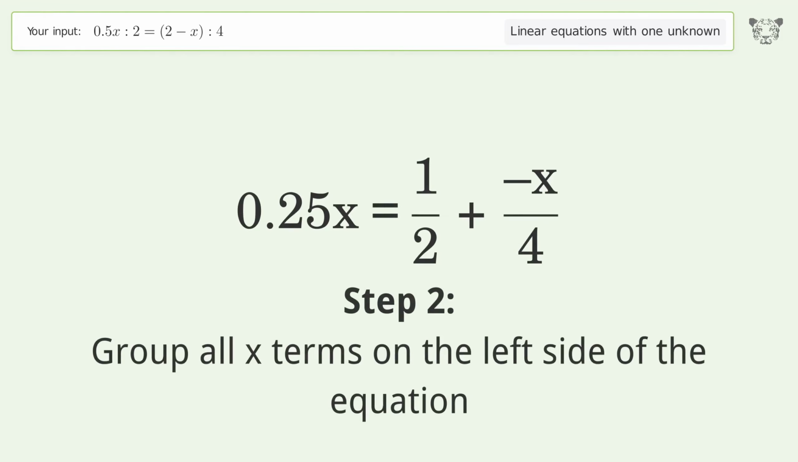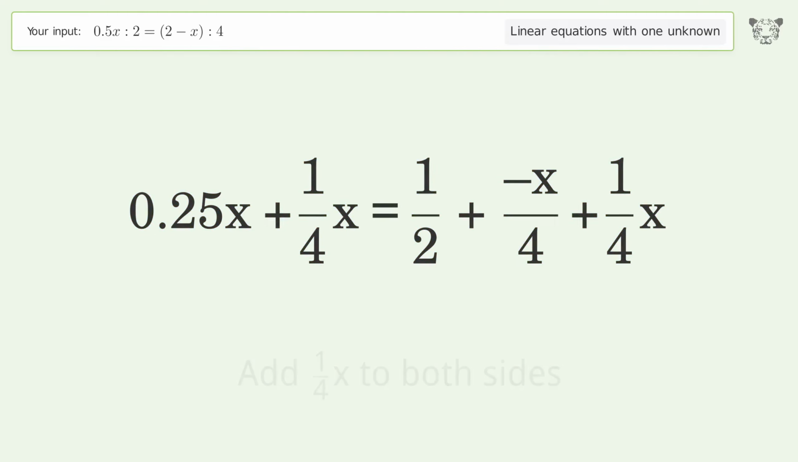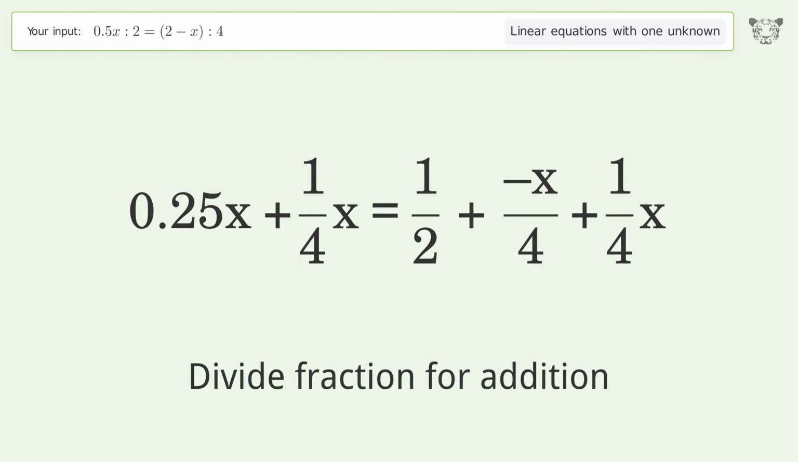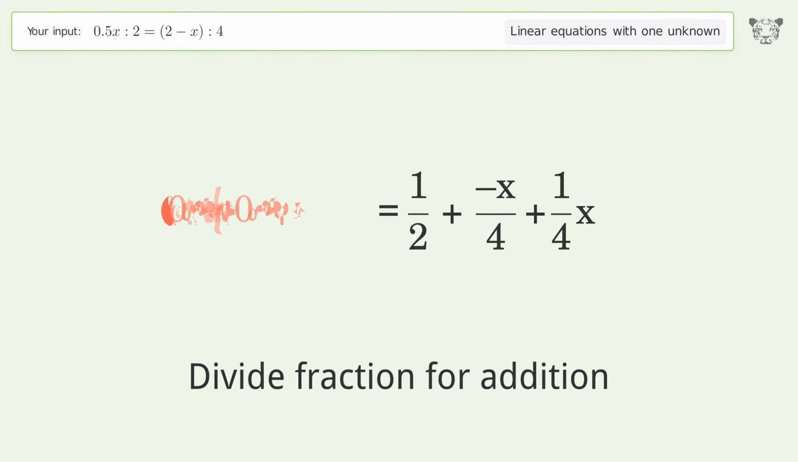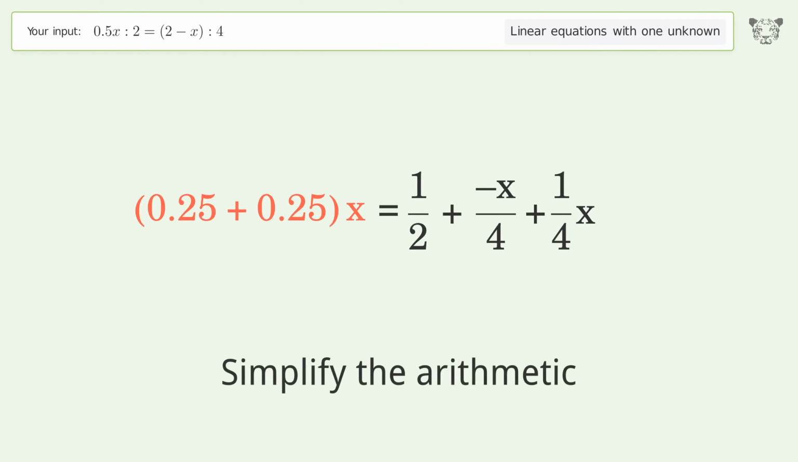Group all x terms on the left side of the equation. Add 1 over 4x to both sides. Divide fraction for addition. Simplify the arithmetic.